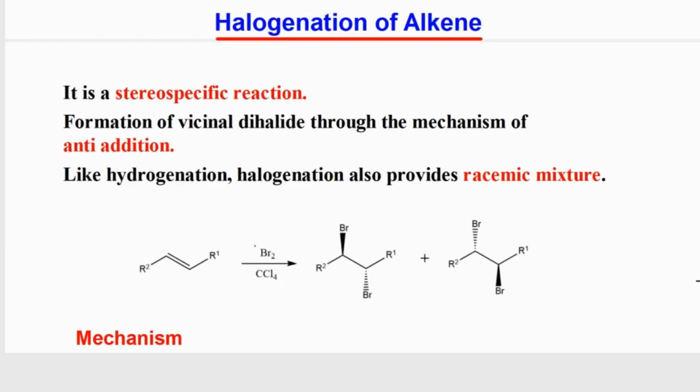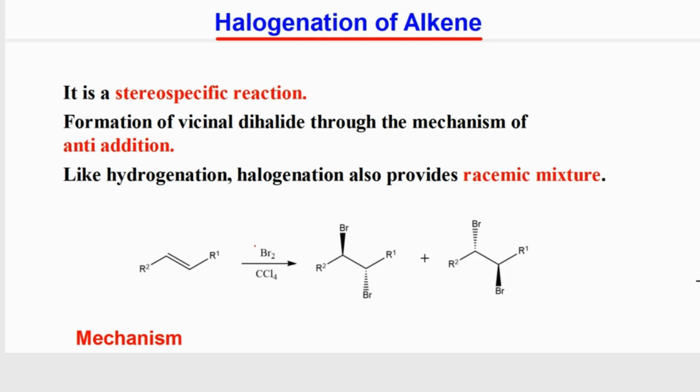Hello viewers, welcome back. In today's video lecture we are going to learn about the halogenation of alkene. In the previous lecture we discussed the hydrogenation of alkene, where both the hydrogens are added to the alkene carbons through syn addition, and it is a stereospecific reaction that we learned, and it gives racemic mixtures.